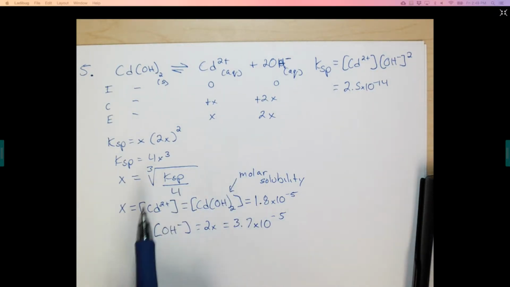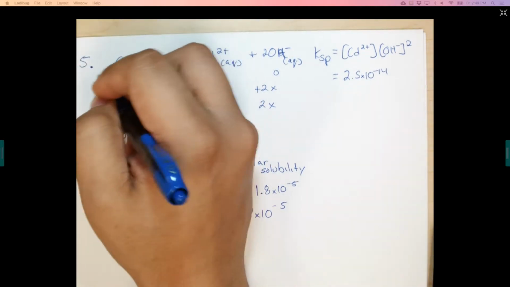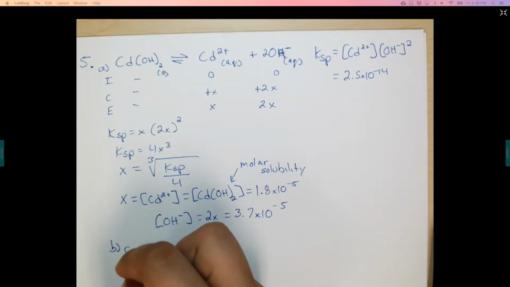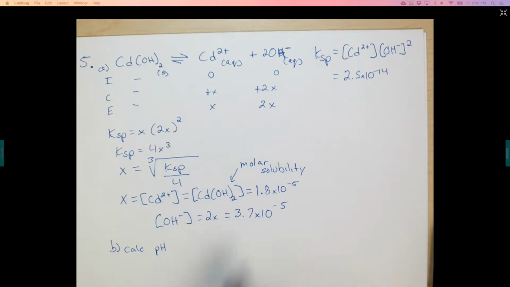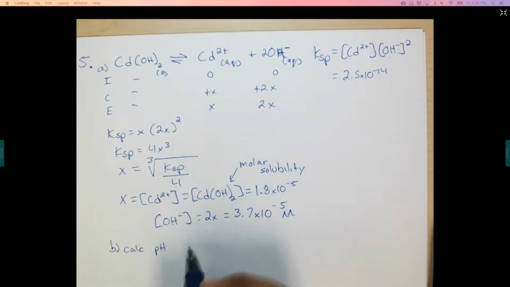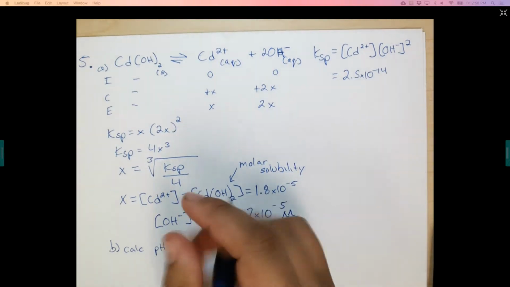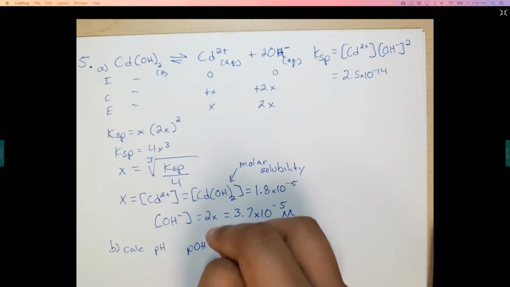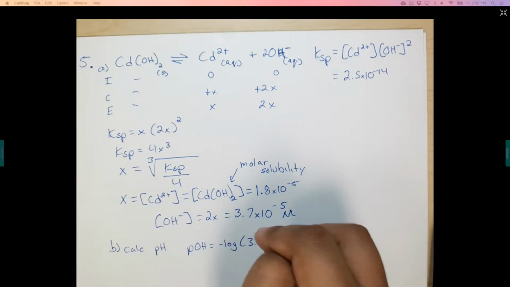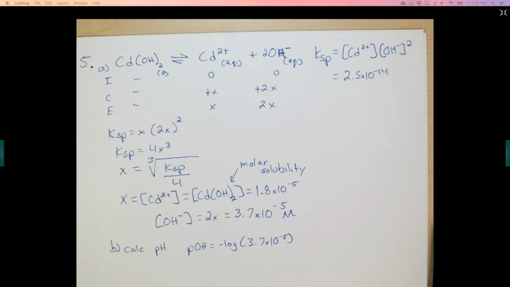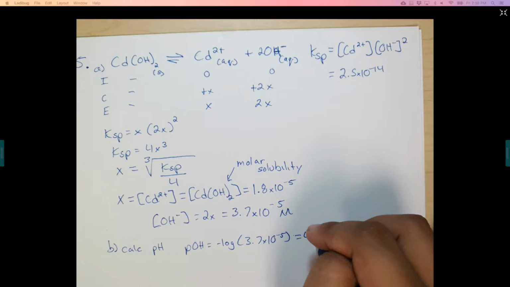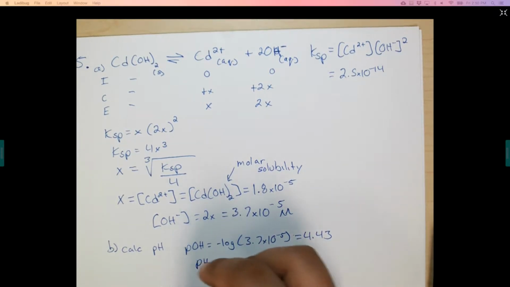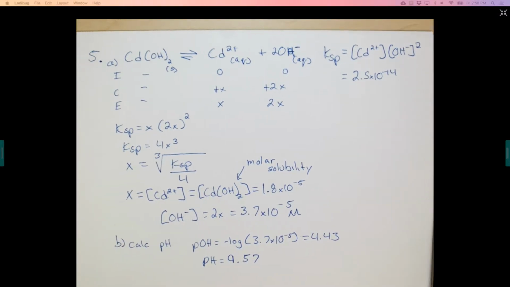Now, I've done a step ahead because this is part A. Part B says calculate pH. Well, now that we know the concentration of OH- in solution, remember, hydroxide ion is a strong base, so therefore we can calculate pOH is equal to negative log of 3.7 times 10 to the negative 5. And that gives us a pOH is equal to 4.43. Therefore, the pH is equal to 9.57.